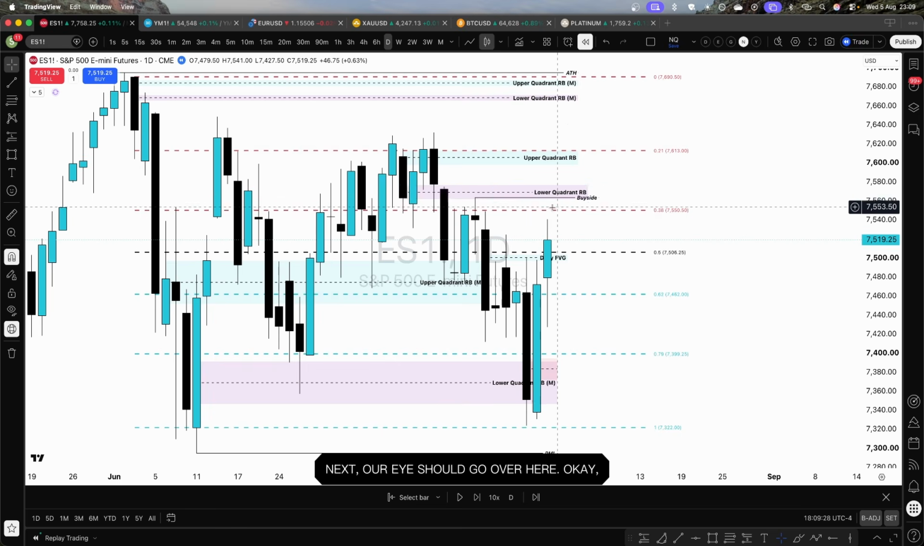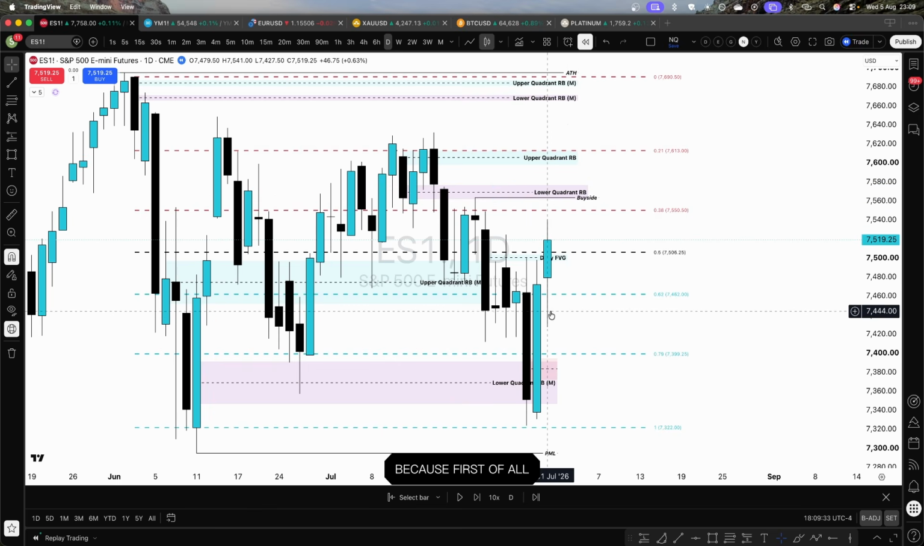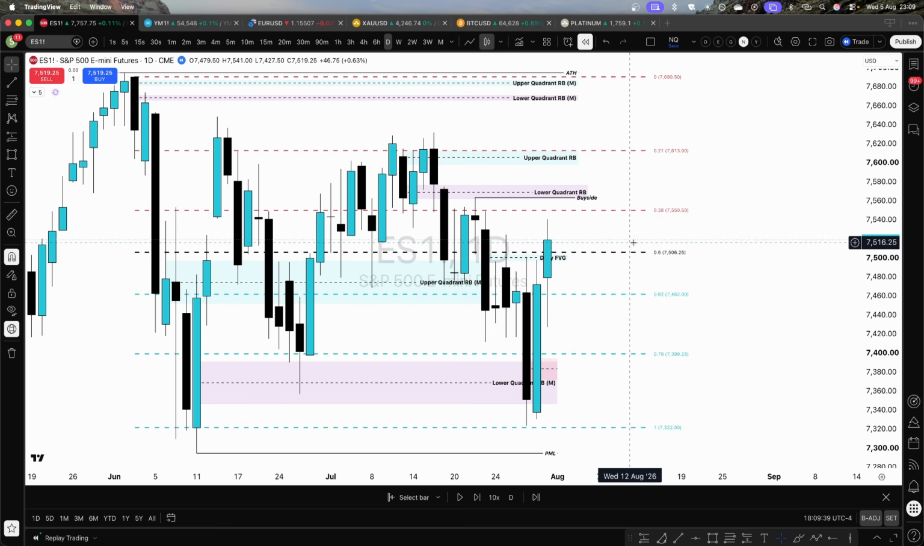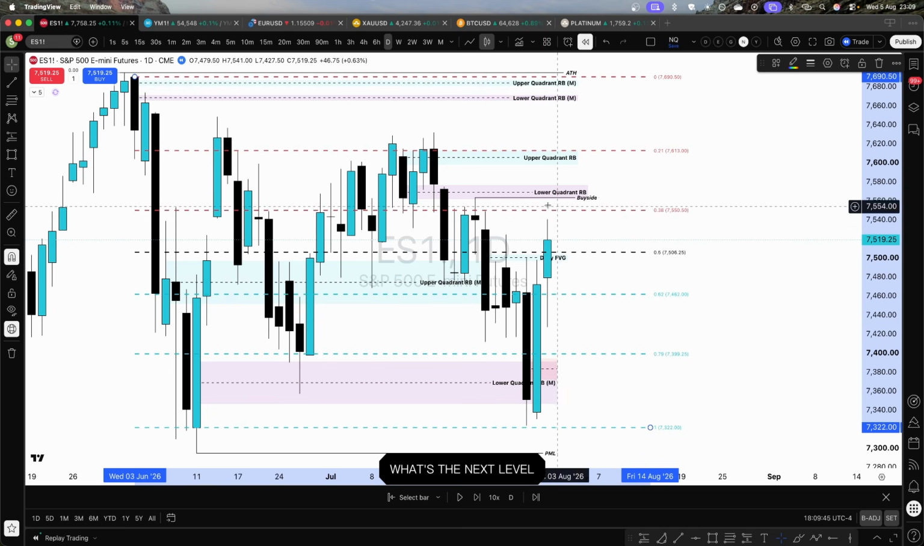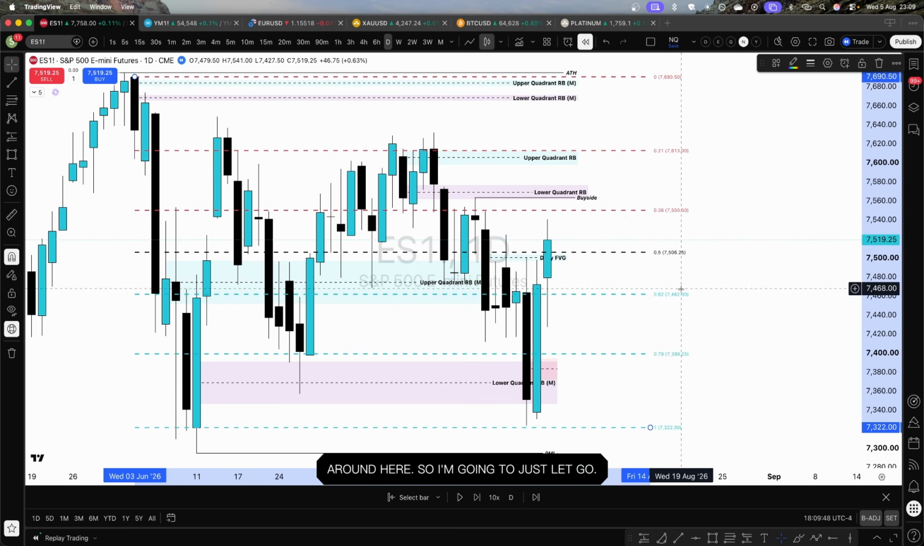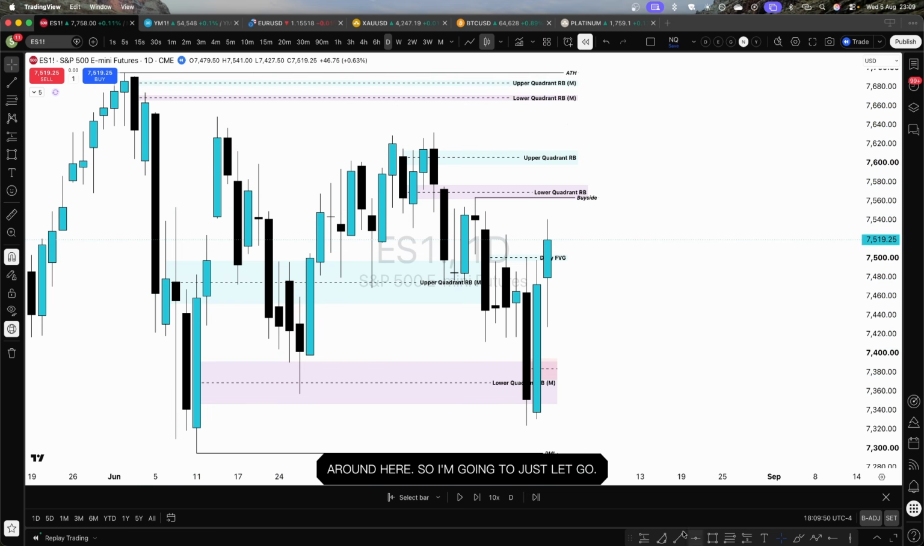So this is where our eye should go over here. First of all, we've closed above the upper level on this order block and inverse daily gap, as well as the 50%. We don't know if it's going to trade up to all-time highs yet, but as we see, what's the next level around here? So I'm going to just let it go.